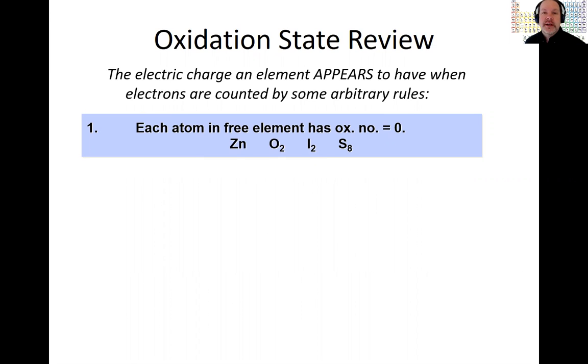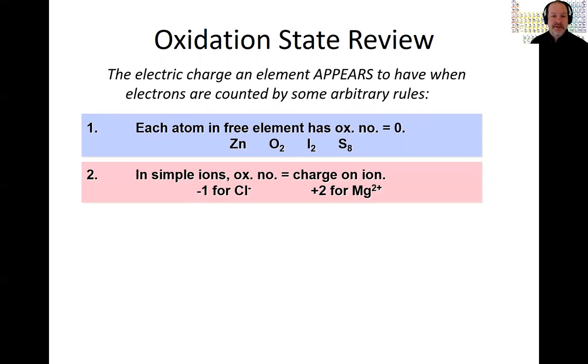Rule number one, when we're looking at an element or a compound, if it's just the element of itself, it will have an oxidation number of 0. No matter what the subscript is, the individual oxidation state will be 0. So here are some examples: zinc, oxygen, iodine, and sulfur all will have oxidation state of 0. There's no charge listed, and we can assume that it's 0. Secondly, if there is a charge shown, then the oxidation state is just the charge. Pretty simple.